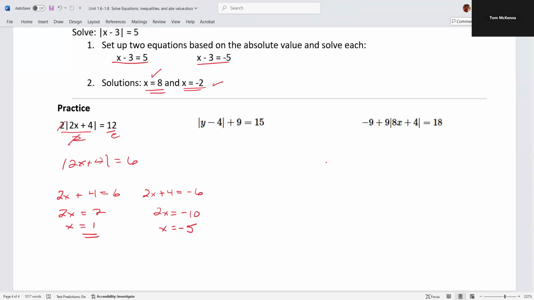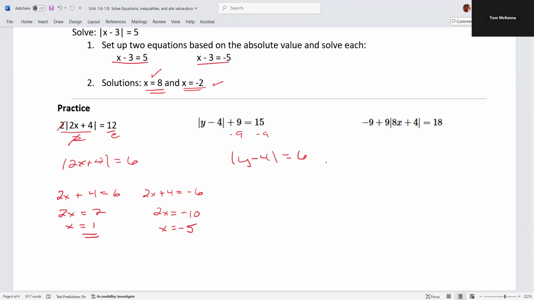Okay, so I'm not going to necessarily solve all of these for you. You can see what we're going to do here: we're going to subtract 9 from both sides first to isolate the absolute value. This results in the absolute value of y minus 4 is equal to a positive 6. And then from there, we go ahead and set up two equations: y minus 4 is equal to 6, y minus 4 is equal to negative 6, and solve.